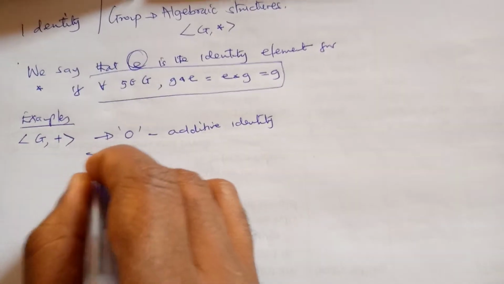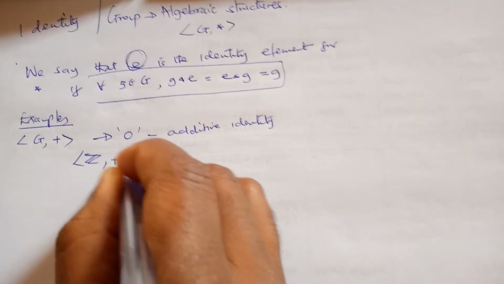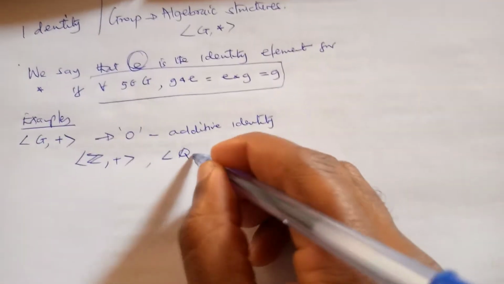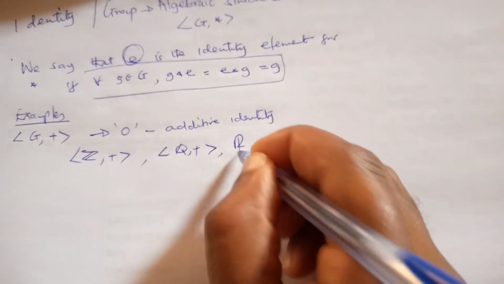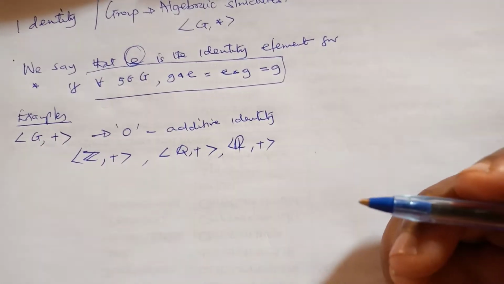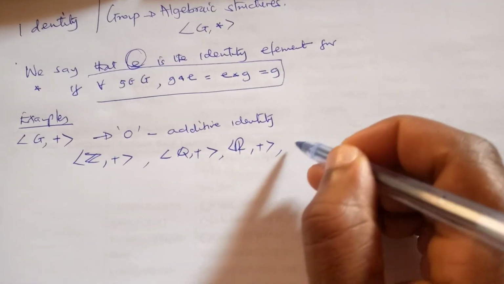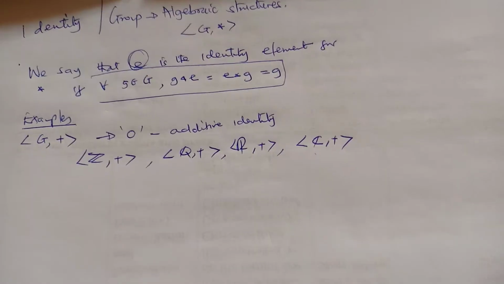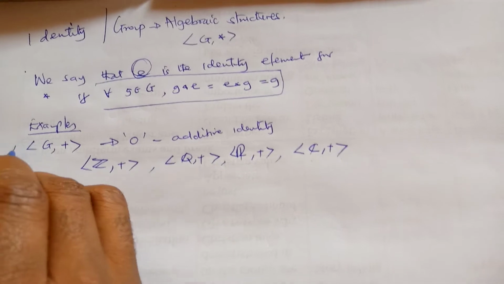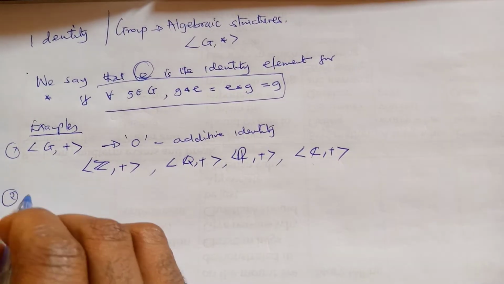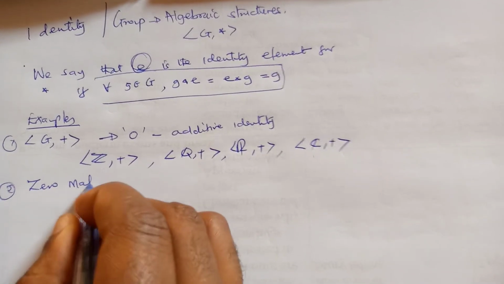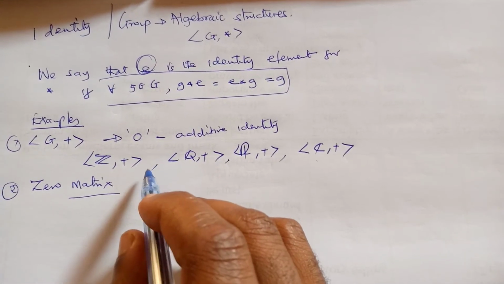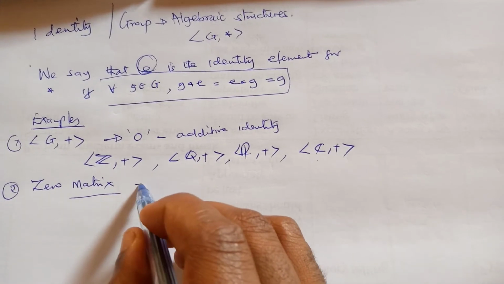Okay, more so in these groups: integers, and again under the rational group addition, real numbers, and I believe also in complex. That's one. Secondly, if you have a zero matrix, the zero matrix will also become the additive identity.